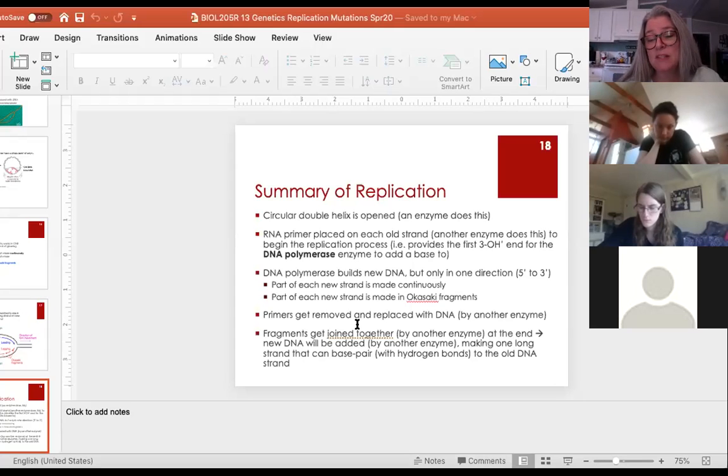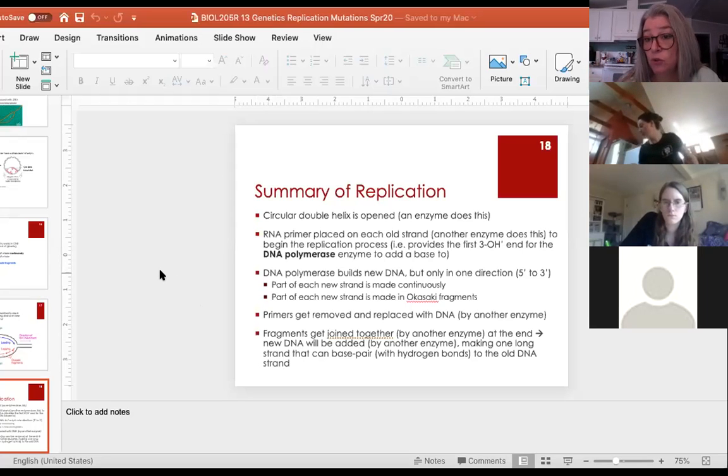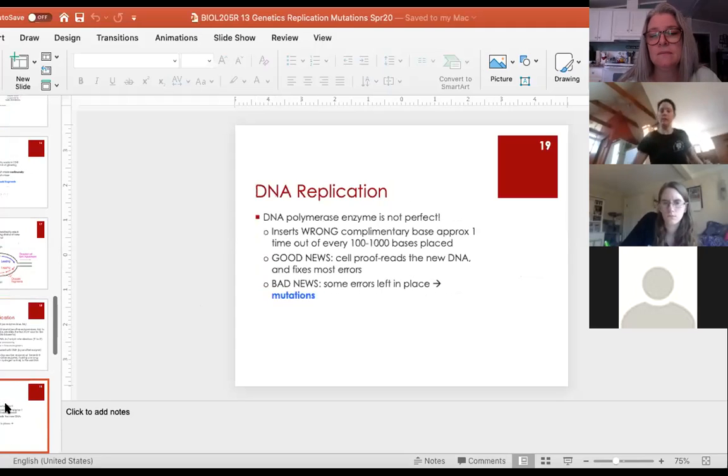And then, as we said, the primers have to get removed. The Okazaki fragments have to get joined together. Everything has to be seamlessly attached. So you end up with 2 molecules of DNA by the end. And each one has one old strand and one new strand in it.